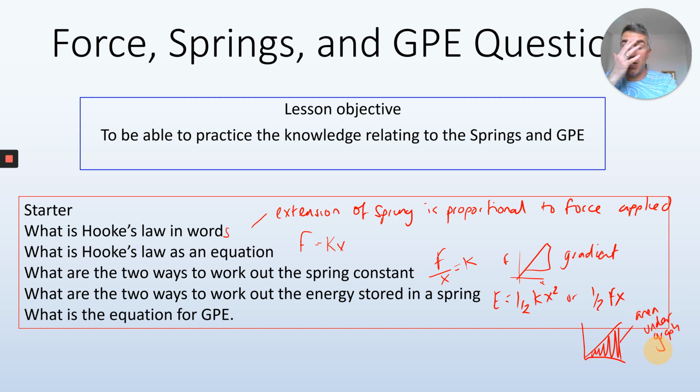And what is the equation for GPE? The equation for GPE, gravitational potential energy, is mass times height times the gravitational field strength, which is 10.